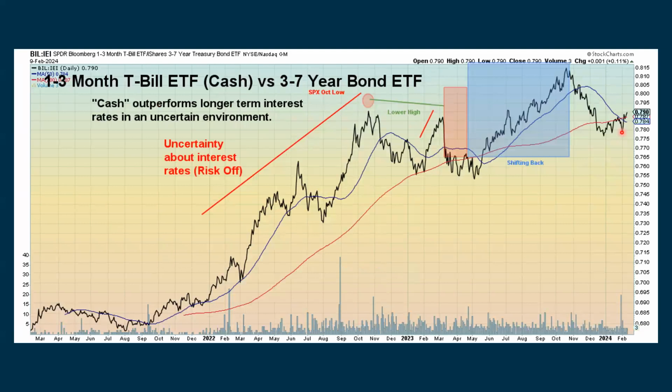And then we look at cash and we compare it with 3 to 7 year bonds. It had been coming down, which you would think 3 to 7 year bonds would outperform, especially if interest rates are coming down. But now this is starting to go back up. But we've seen a recent death cross here with this ratio. So the bond market compared to the stock market is giving us some real uncertain signs right now.